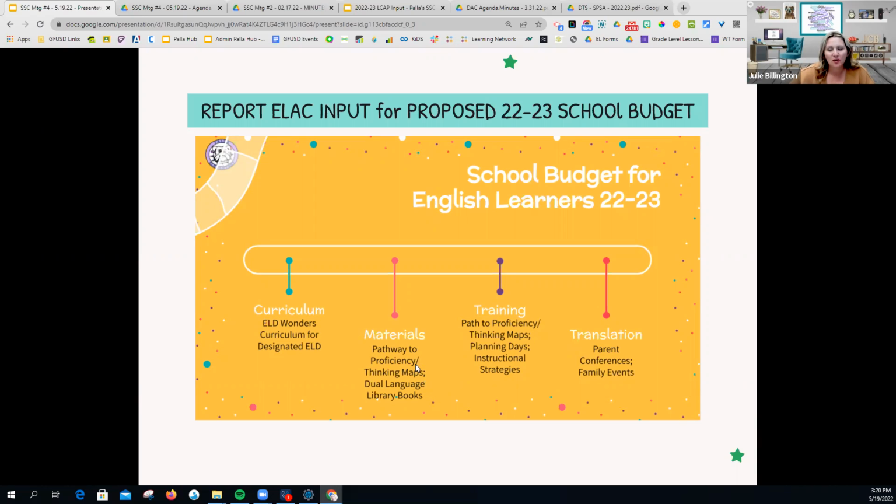But there's also a program that goes along with it, and it's called Pathway to Proficiency, and it's specific for our English learners. Just because they are learning that language, it's just an extra support for them, an extra layer. So I would like to buy more materials when it comes to that, as well as buying dual language library books. So it's really cool.